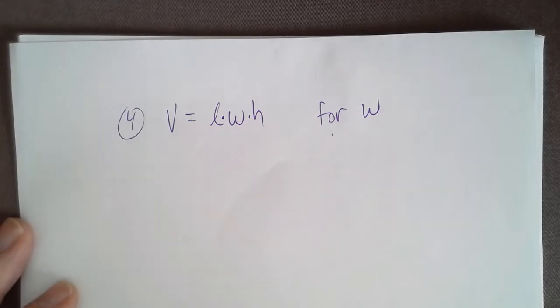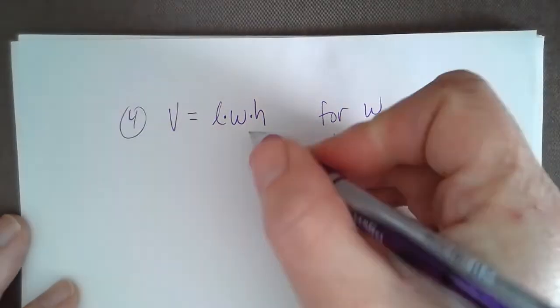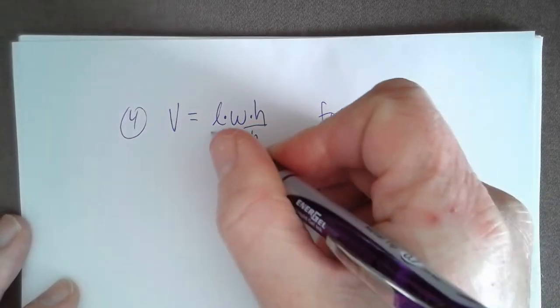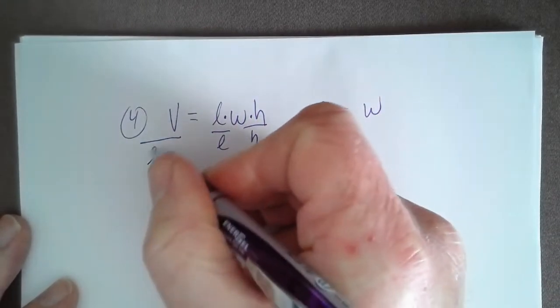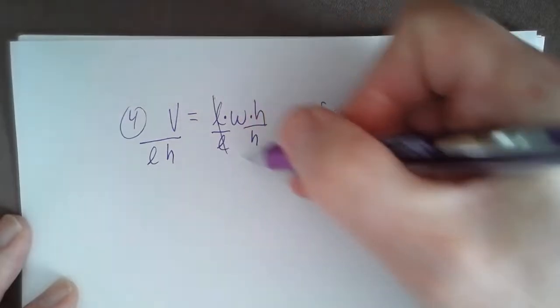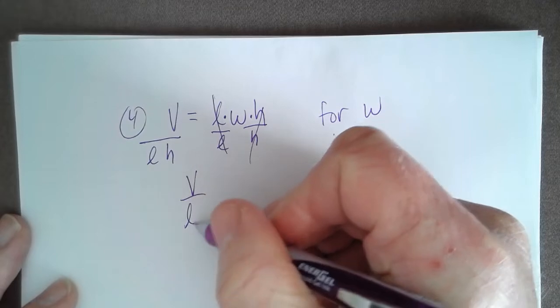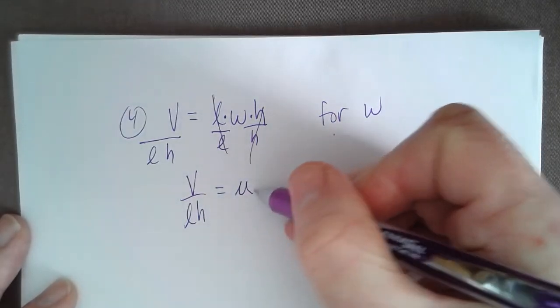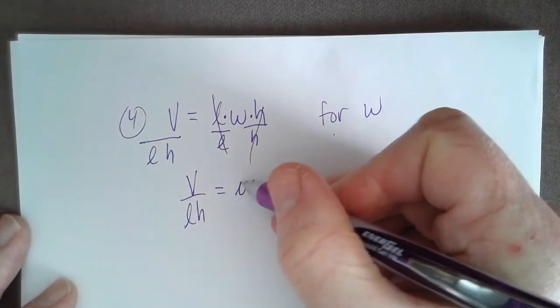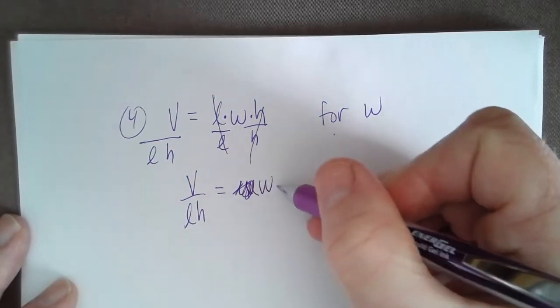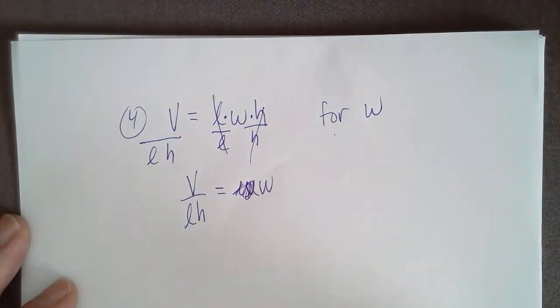And here we go. So we're going to divide by h and divide by L. So L divided by L is 1, h divided by h is 1, and you get volume divided by Lh is equal to w. There we go. Now this is a good skill for science class. Science teachers always want you to change an equation around and manipulate it in a different way. So that'll make your science teacher happy if that's possible.